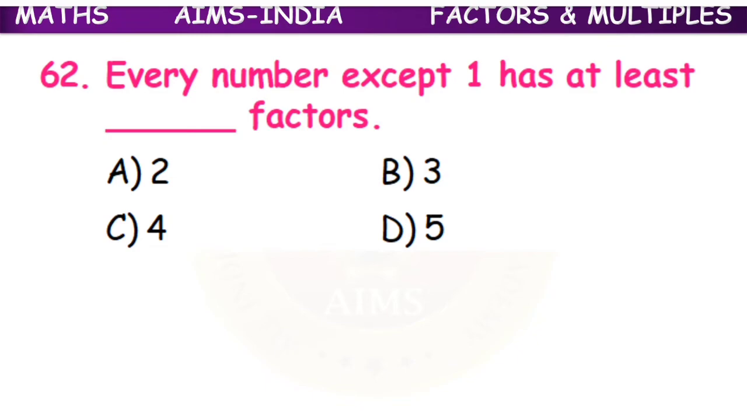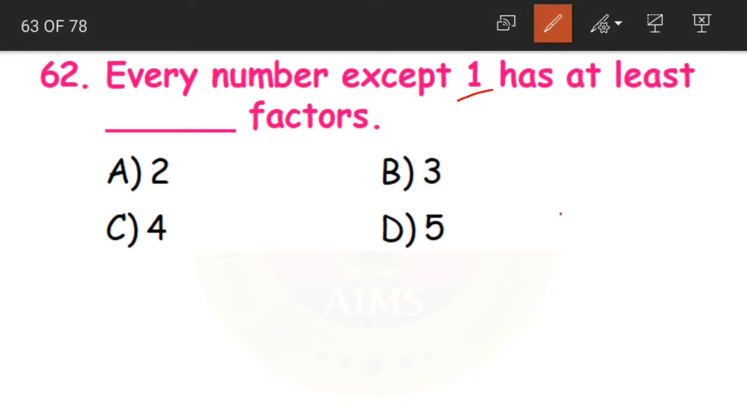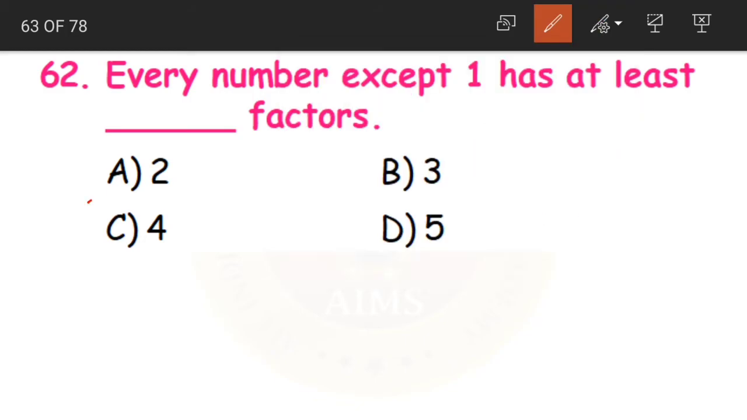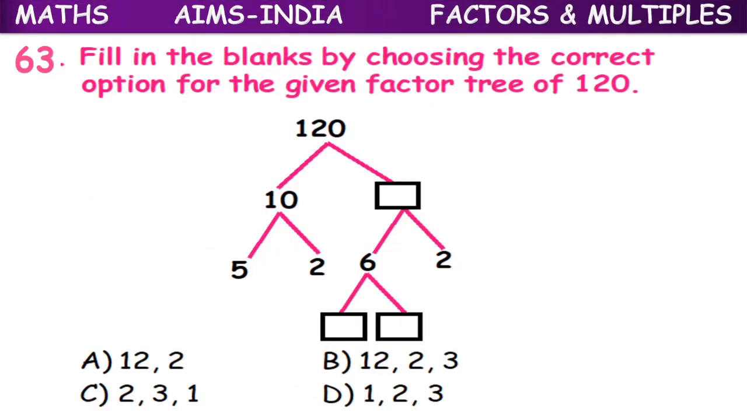Next question 62. Every number except 1 has at least dash factors. 1 has only one factor, that is 1. Now when it comes to other numbers, at least each number has two factors. Even if it is a prime number, it will have two factors, and composite numbers will have more than two factors. So every number except 1 has at least option A, two factors.